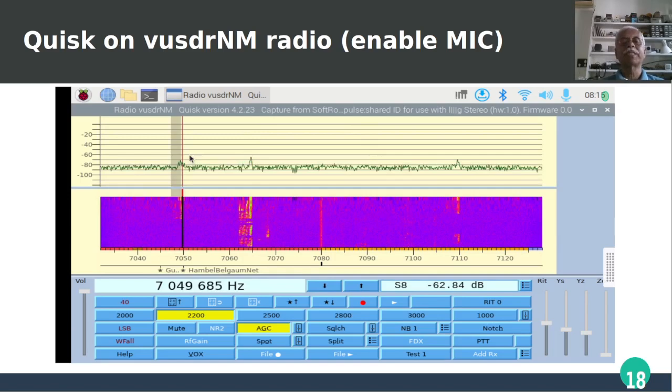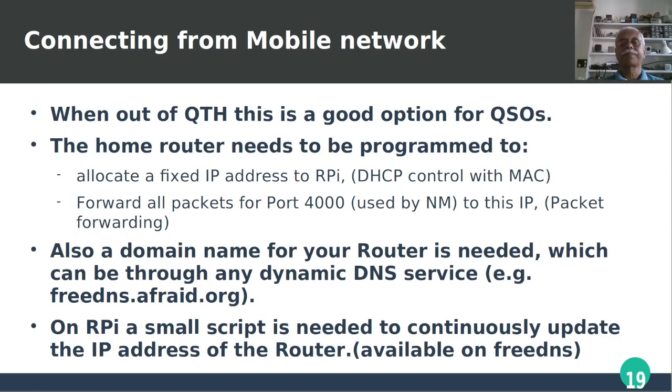So, this is Quisk SDR package running on the mobile phone. It is a screen capture of a mobile phone. As you can see, there is some activity here, and there are at least 2 stations or some voices there. Connecting from a mobile network is another option.